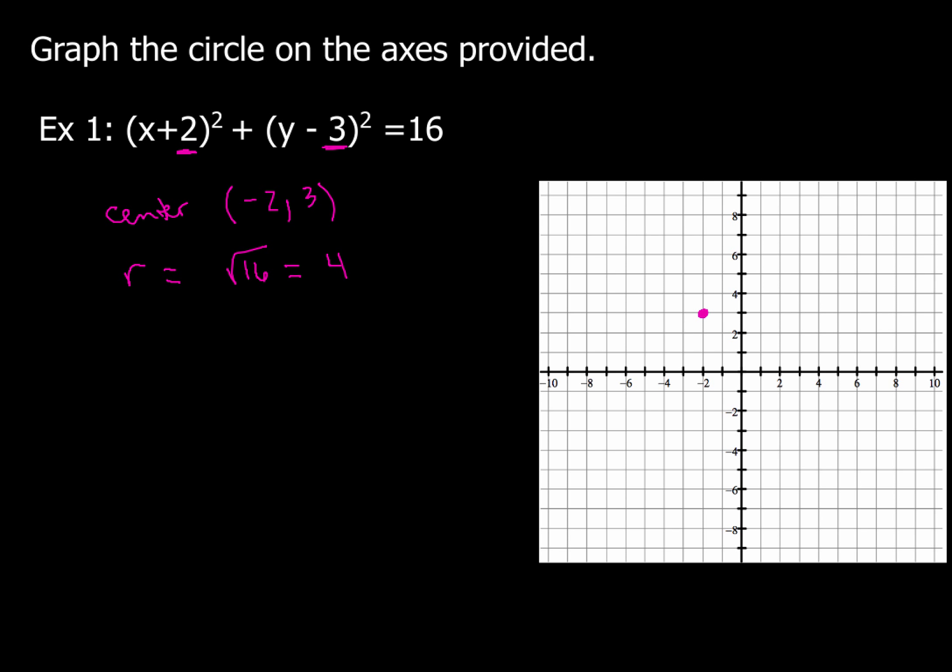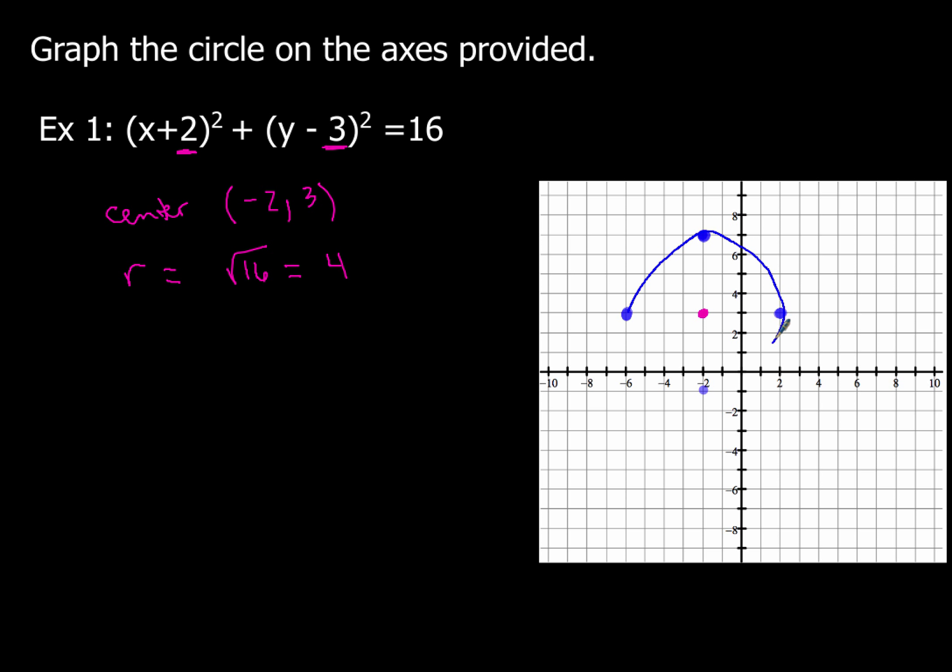So what I'm going to do then, from the center, and I'm going to do this in blue here just so it kind of sticks out a little bit, is go 4 in each direction: north, south, east, and west. We're going to go 1, 2, 3, 4 units to the north, put a dot. Go 1, 2, 3, 4 units to the south, put a dot. Then go back to the center, 1, 2, 3, 4 units to the east, and 1, 2, 3, 4 units to the west. And then once I've got that all set, I do the best that I can to draw a circle around that.